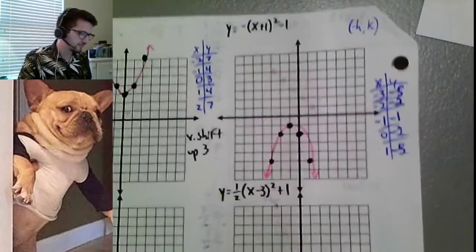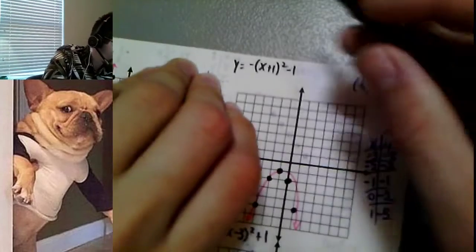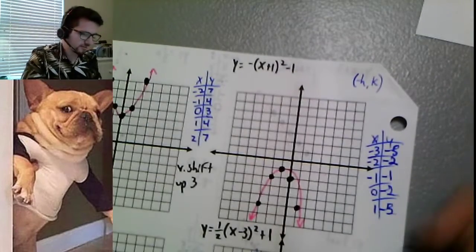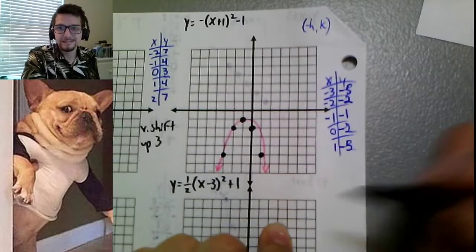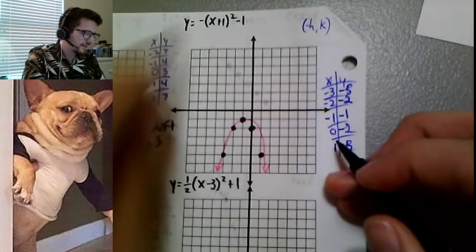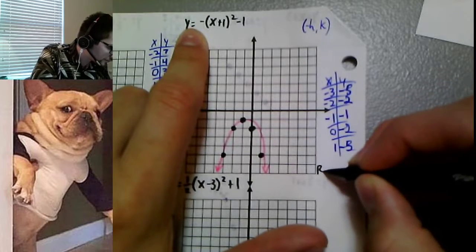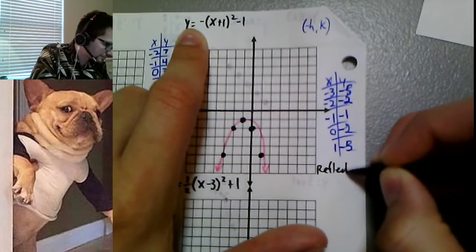So what are my transformations here? I'm going to have to write them up here. Actually, I don't have any room to write them. Uh-oh. Maybe I should have given you guys better graphs. Hindsight's 2020. The negative, I have a reflection over the x-axis.